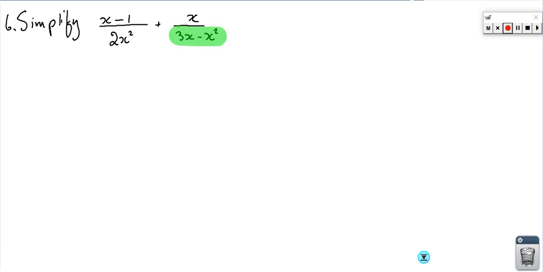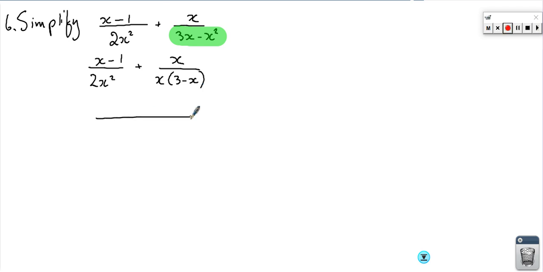This second denominator has x, which is a common factor. So before starting, I have to factorize this first. So I've got x minus 1 on 2x squared plus x on x is a common factor, leaving 3 minus x. Now I can find the LCM.